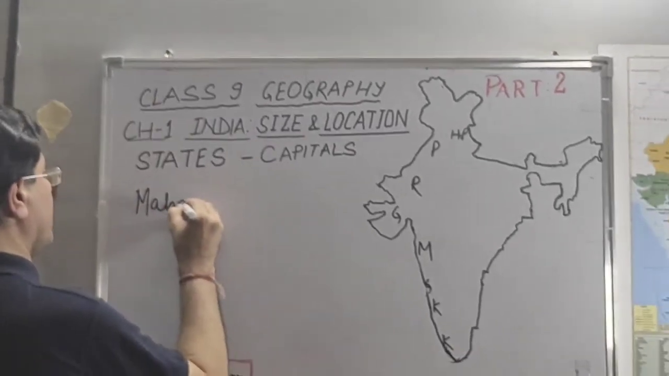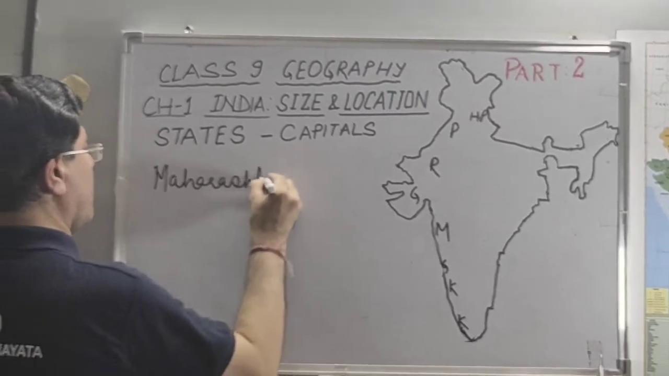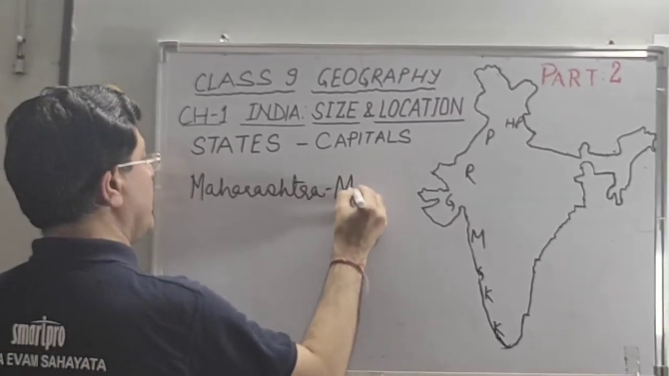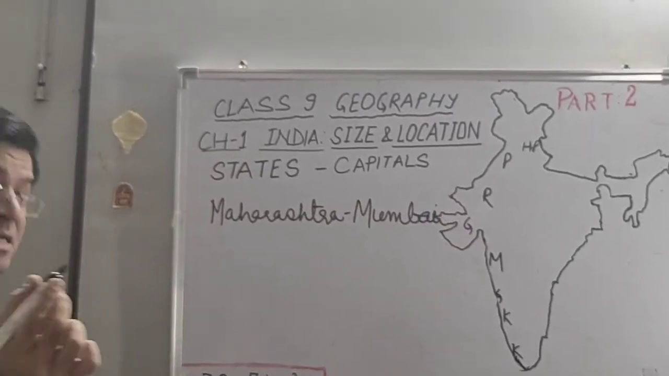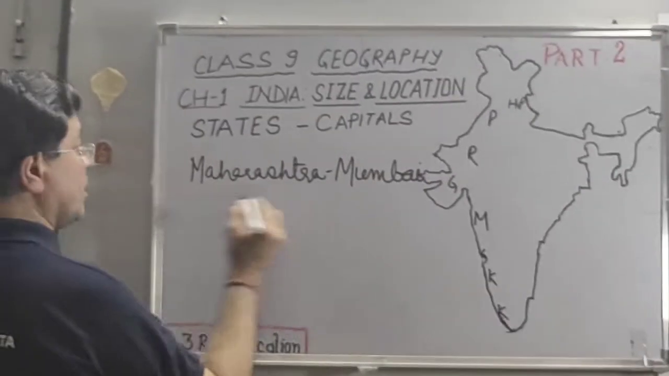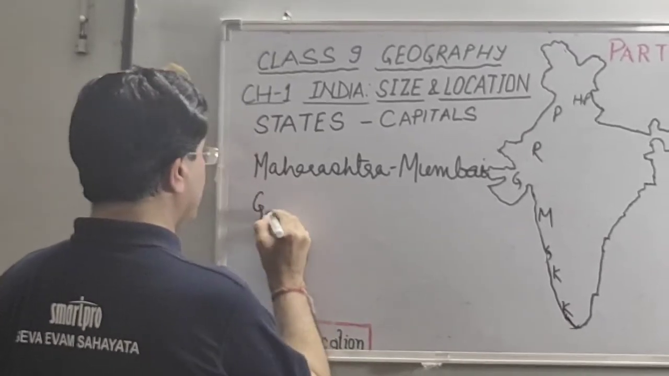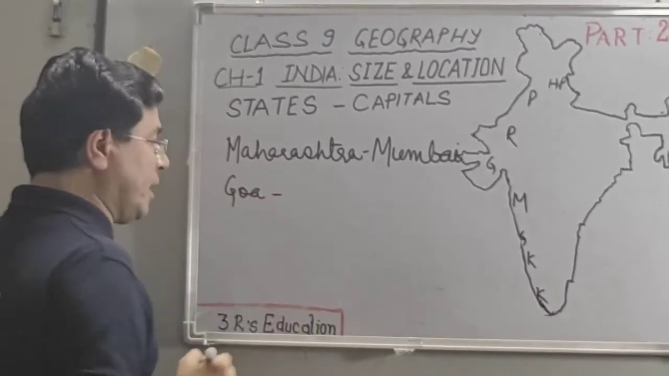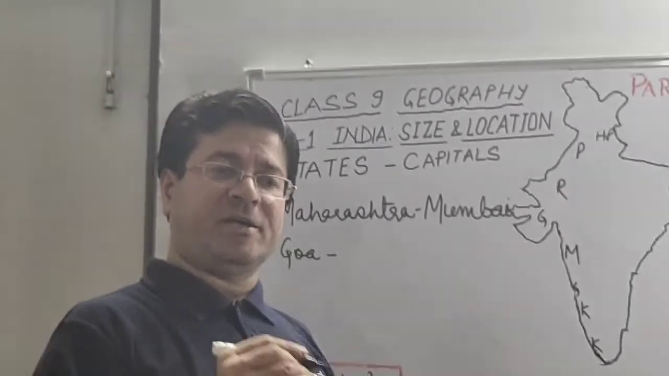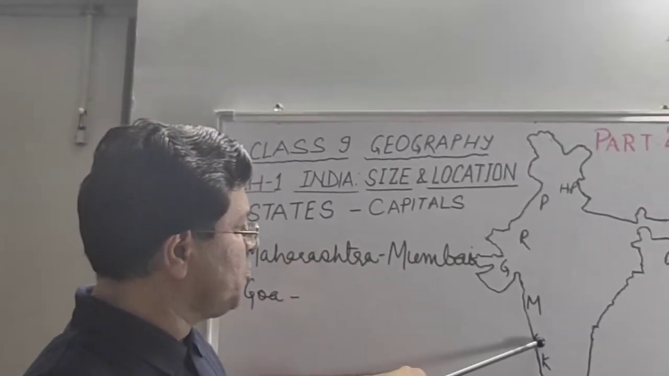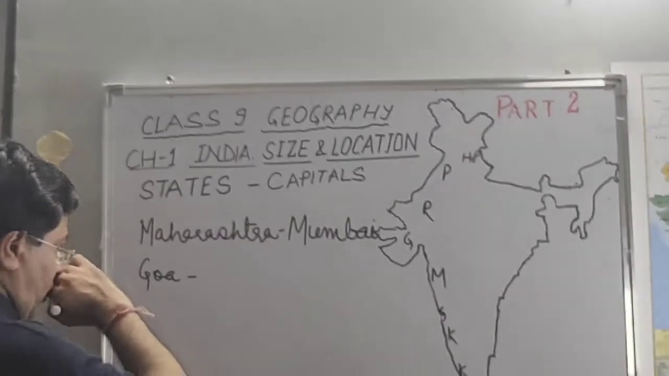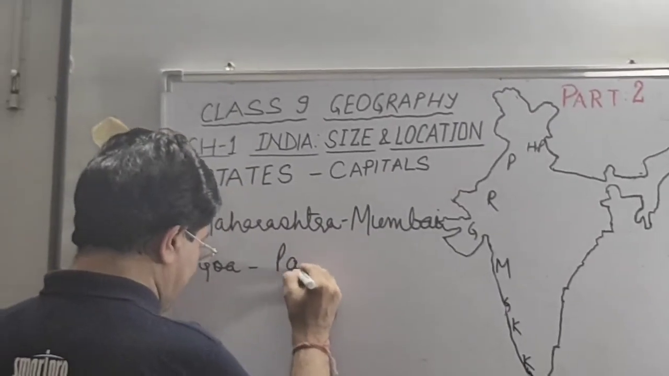Maharashtra. Its capital is Mumbai. You can say Mumbai is the commercial capital of India also. And then we have Goa. Friends, you can note down, Goa is the smallest state of India area wise. Rajasthan was largest and Goa is smallest. Goa's capital is Panaji.